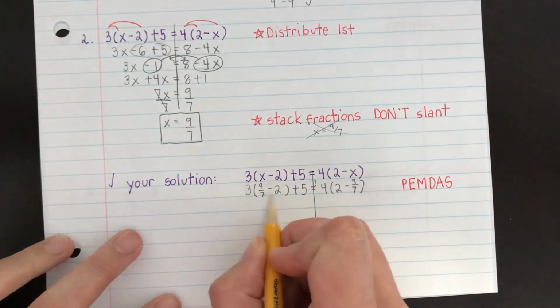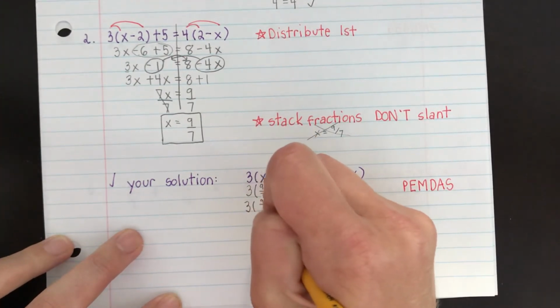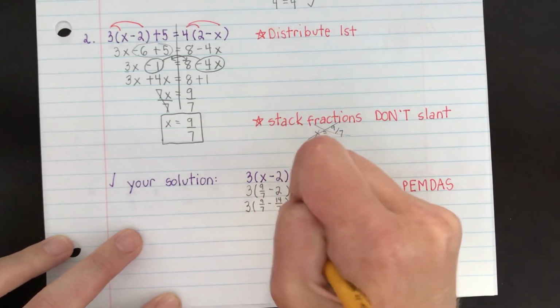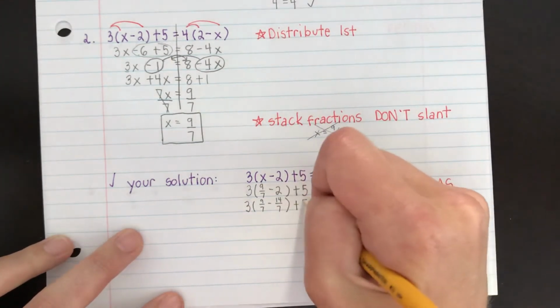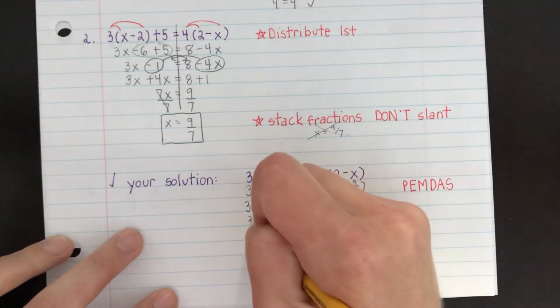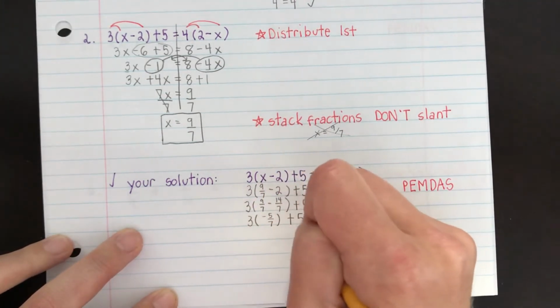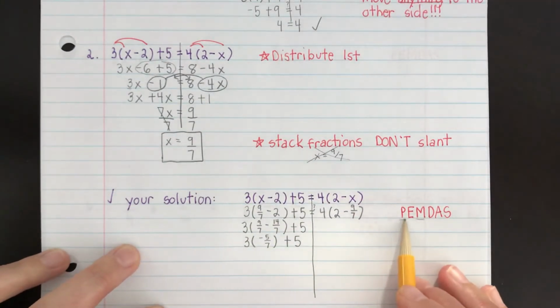PEMDAS says I've got to do what's in the parentheses first, so I will follow that. So this 9/7 minus 2 would really be 14/7, right? Because I've got to get that common denominator. So 9/7 minus 14/7 plus 5. So then now I can legally combine these. This will be -5/7 plus 5. Now I can finally multiply because I've taken care of the parentheses.